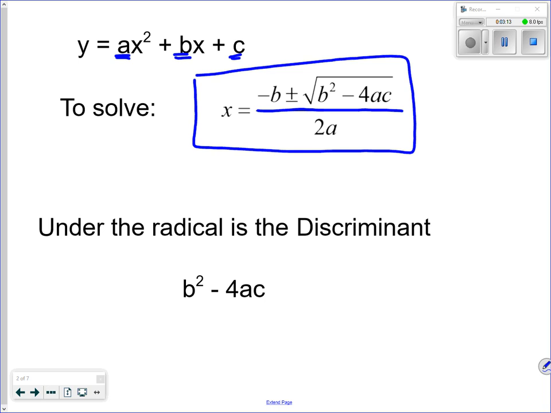Now, underneath the radical sign is just this piece called b squared minus 4ac. That's the piece that we're going to be talking about today. Just that piece, b squared minus 4ac, is called the discriminant. So that's the only piece that we're working on for today, just the piece underneath the radical. So everybody make sure you have this formula in your notes.